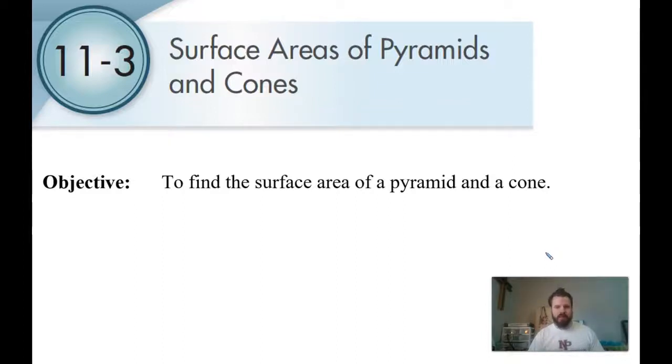Welcome back, everybody. Moving on to the next section in Chapter 11, our chapter on 3D shapes. Okay, in 11.3, we're still talking surface area. Now we're going to move on to two new shapes, pyramids and cones. Okay, objective: to find the surface area of pyramids and cones.